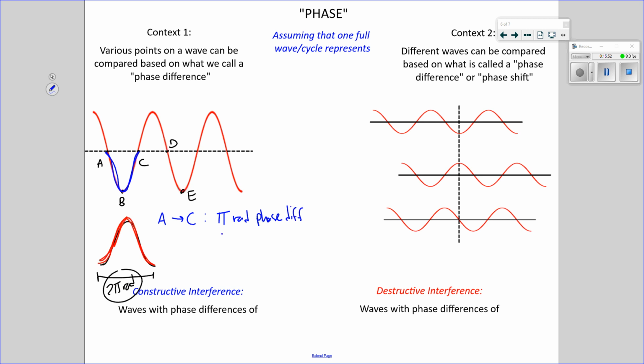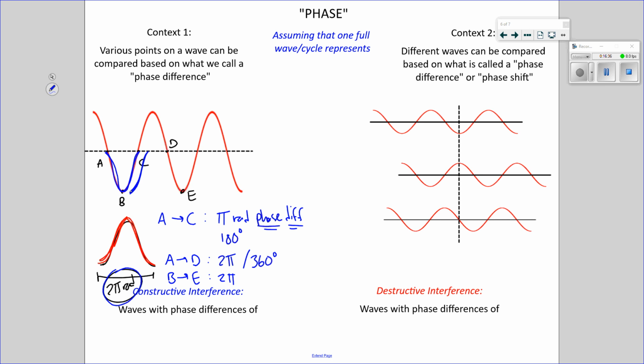Or we might say it's a 180-degree phase difference, because 2 pi radians is like around a circle once, and that's 360 degrees, right? We could say that A and D have a 2 pi radian phase difference or a 360-degree phase difference. We might say that B and E also have a 2 pi radian or a 360-degree phase difference. We might say that B and C, that's a quarter of a wave, so it's a quarter of 2 pi. That's pi over 2, okay?